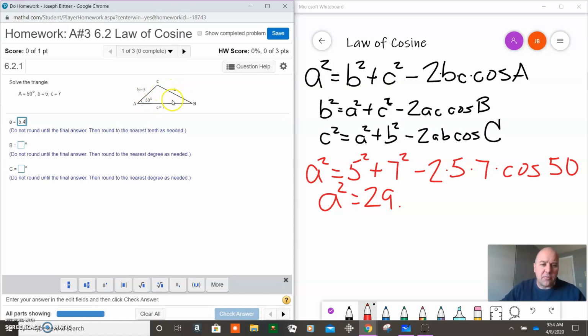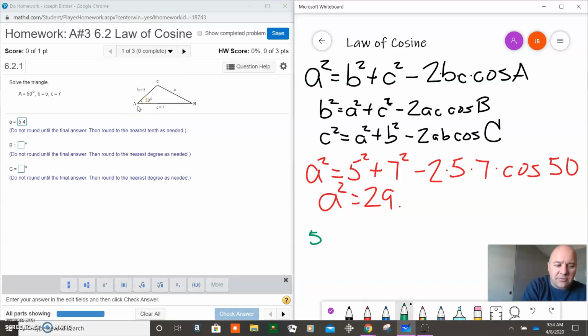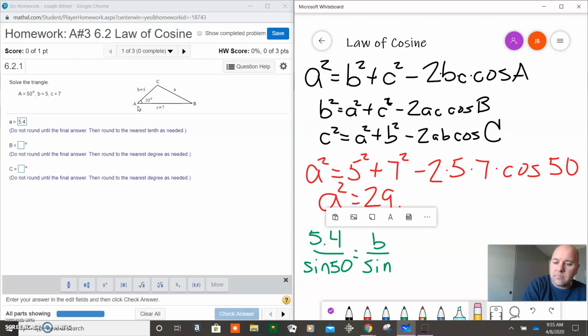And now that I have an opposite pair, little a and capital A, I'm going to assume you know how to do the rest, where you just have to take 5.4 over sine of 50. And then I'll go ahead and do B next. b over sine of, oh, I know what little b is. Let me go back and erase that. I know what little b is, which is 5. But I'm trying to figure out what big B is.